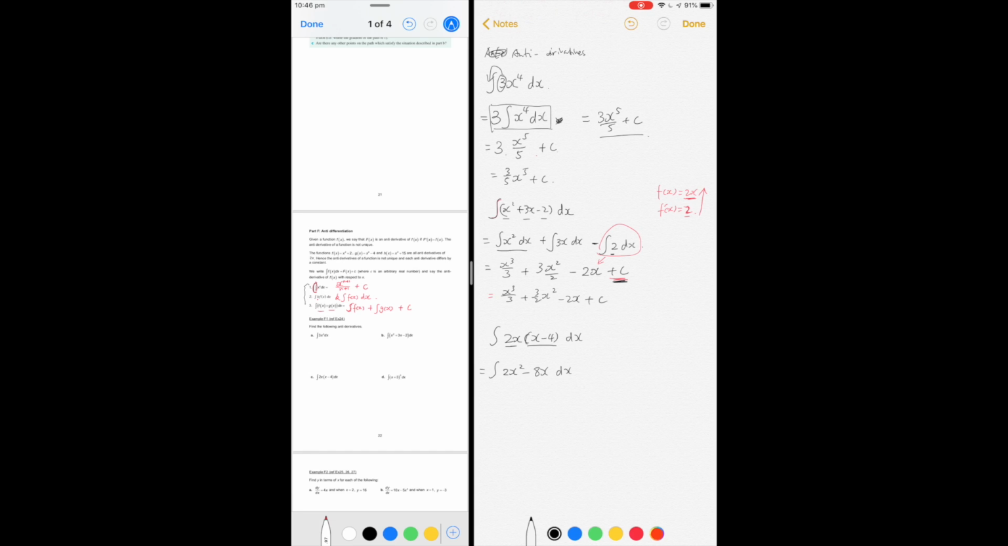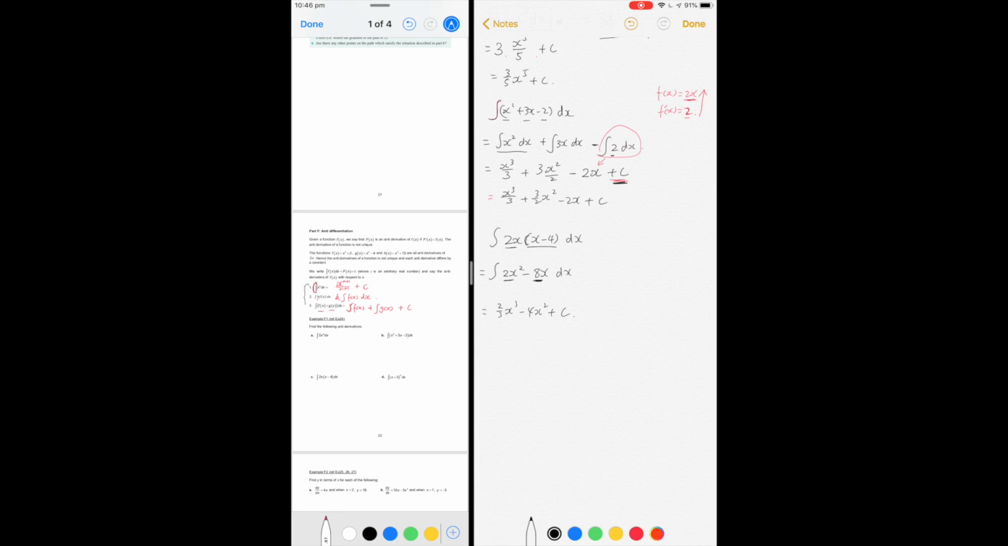So in this way, all your function is linked by addition and subtraction. So this way, you can use the rule that we learned before to simplify, and then eventually you will get 2/3 x cubed minus 4x squared plus c.